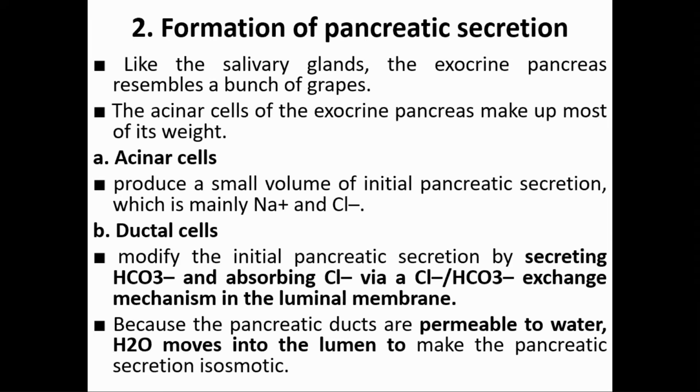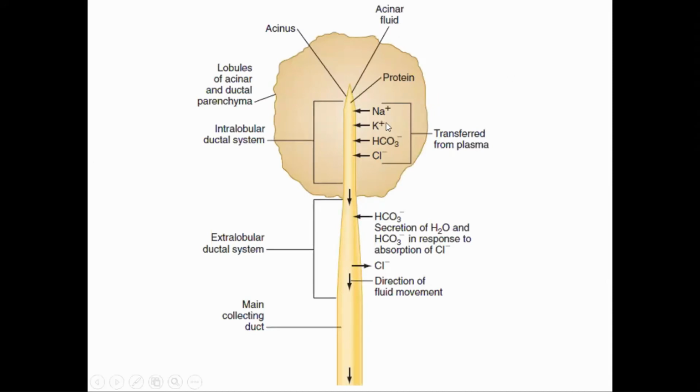So look at this figure. The acinar cells secrete sodium, potassium, bicarbonate, and chloride. The acinar cells secrete these ions into the lumen of the duct. And once it goes into the lumen of the ducts, bicarbonate is secreted from the ductal cells, and chloride is absorbed. Bicarbonate is secreted, chloride is absorbed. Not only these are secreted, the acinar cells secrete the enzymes as well. And this is ultimately released into the second part of the duodenum.